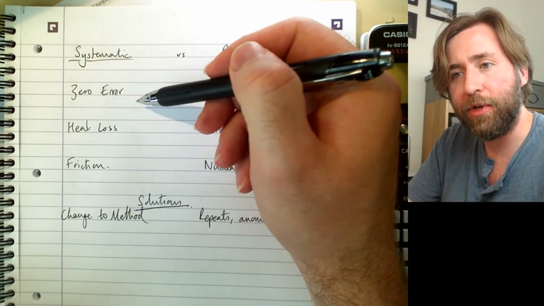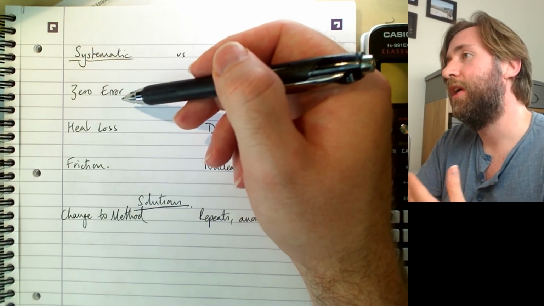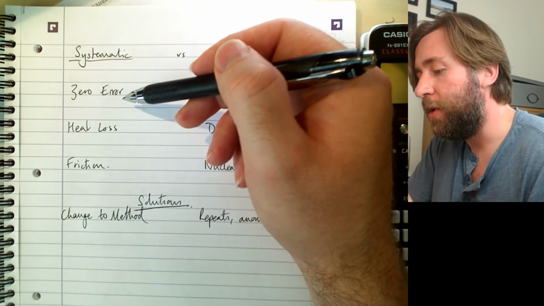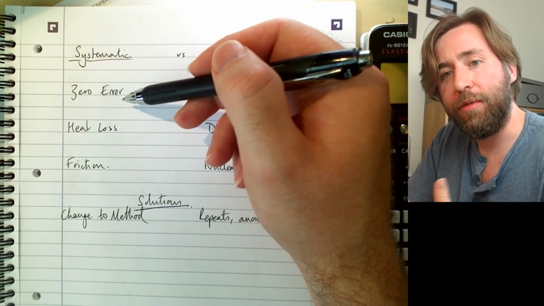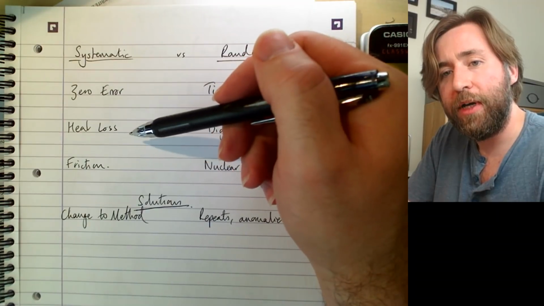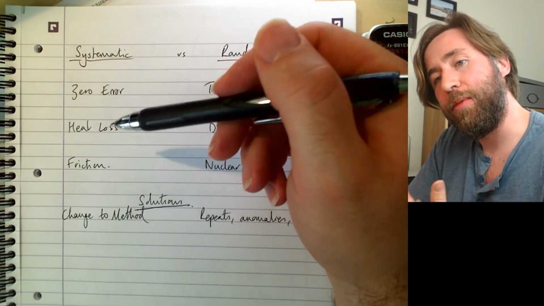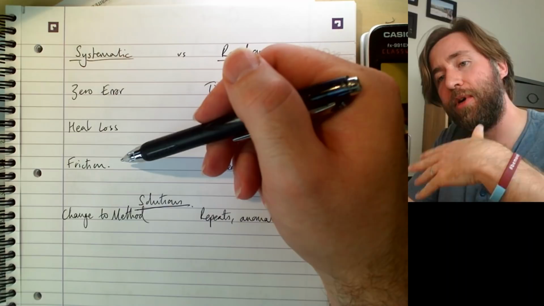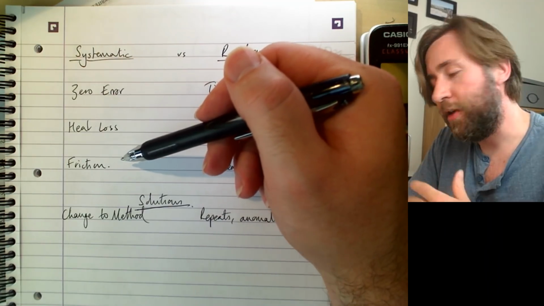It might just be as simple as you need to zero the meter, you need to deduct a certain value from whatever your measurements are each time if you realise it's a zero error. It might be about heat loss and actually insulating it. It might be about compensating for friction by sloping your ramp up. It might be about an air track or something like that.